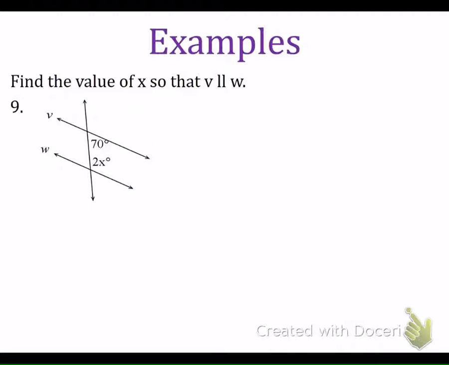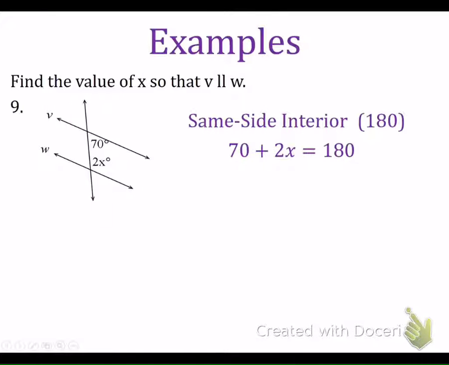Okay, here's the second way questions might be presented today. They're saying, what would X have to be if I want to ensure that V and W are parallel? So what type of angles are these? These are same side interiors. If I want the lines to be parallel, what has to be true about these? They have to add to 180. So that's the equation I'm going to set up: 70 plus 2x has to equal 180 if I want these lines to be parallel.